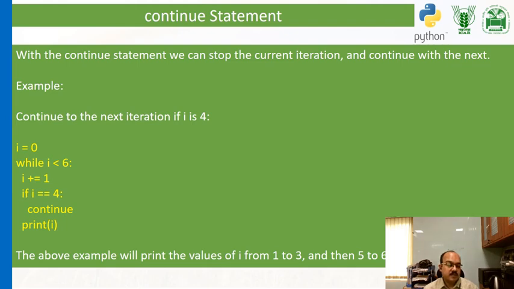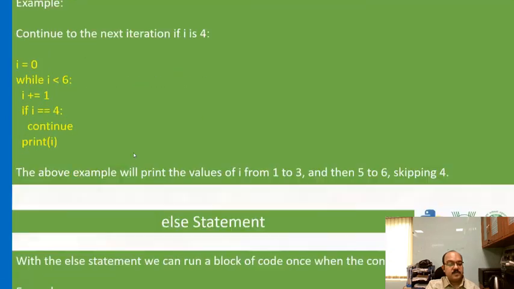In the case of the break statement, we suddenly get out of the loop and it never gets executed again. But in the case of the continue statement, only the current iteration is skipped, but if the condition is satisfied, then it will continue. So only that particular iteration is skipped. Now in this example, we continue to the next iteration if i is 4.